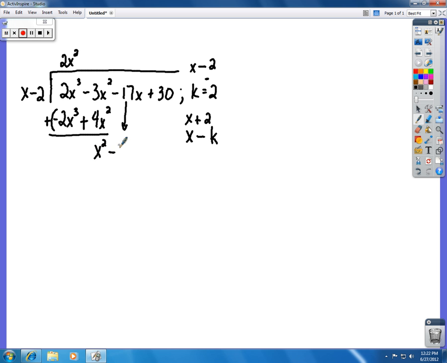Bring down our 17x, I'm sorry, negative 17x. Divide x into x squared, which of course is just a single x. X times x, x squared. X times negative 2, negative 2x. Subtract. So that becomes negative, that becomes positive. Make that a plus. Those drop out. Negative 17x plus 2x is a negative 15x. Bring down our 30 here.